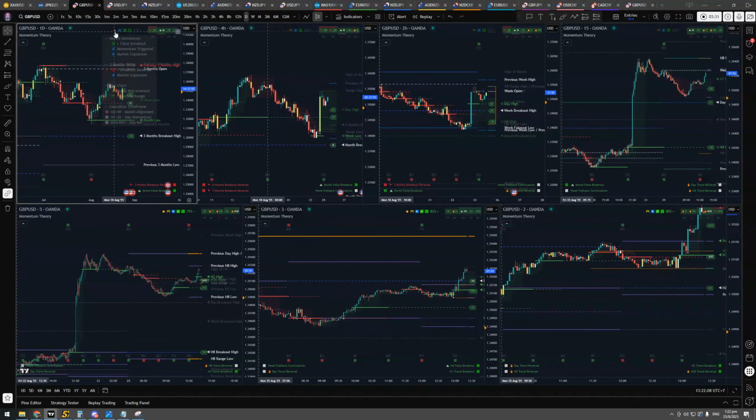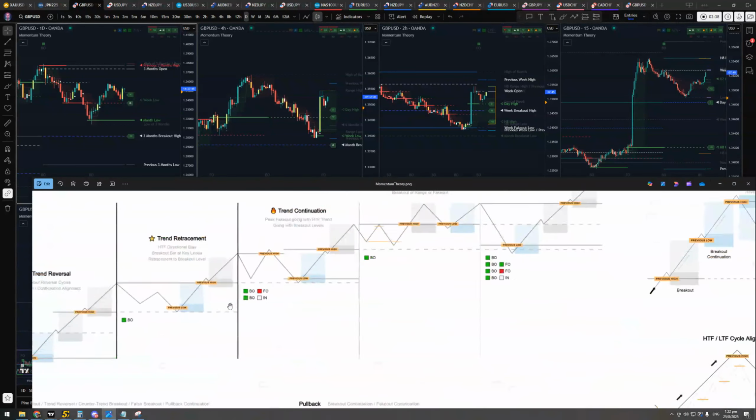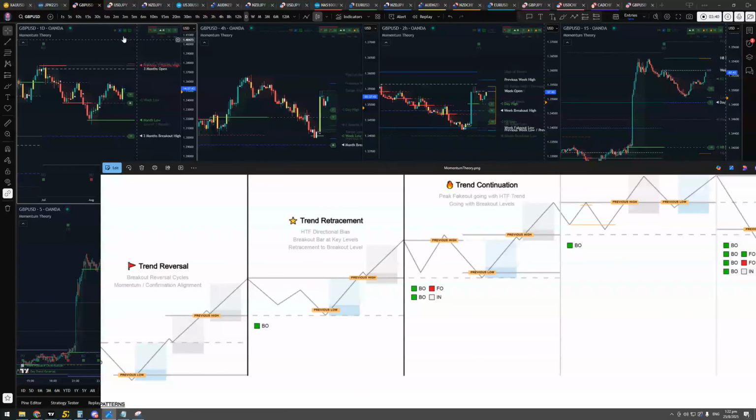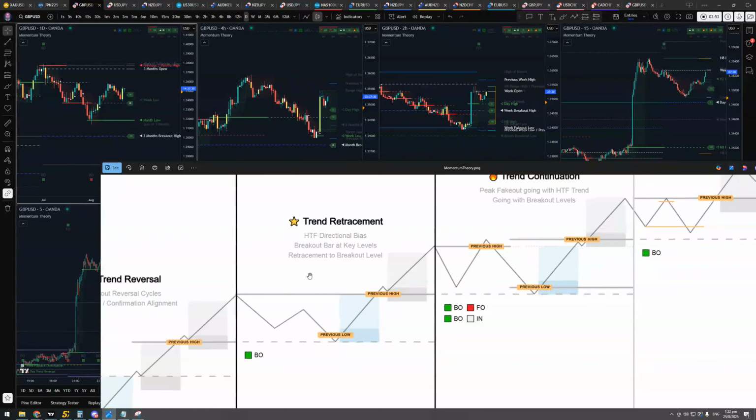And so we do have a trend retracement on the daily. Trend retracement setup. That star icon is my favorite setup to look for. Trend retracement, I want to see hard time frame directional bias. We have that. And then I want to see a breakout bar at key levels. We have a breakout bar above false breakout, above the monthly breakout level, and it is coming off from a previous week low. So I do like that. And now I want to see a retracement to the breakout level.